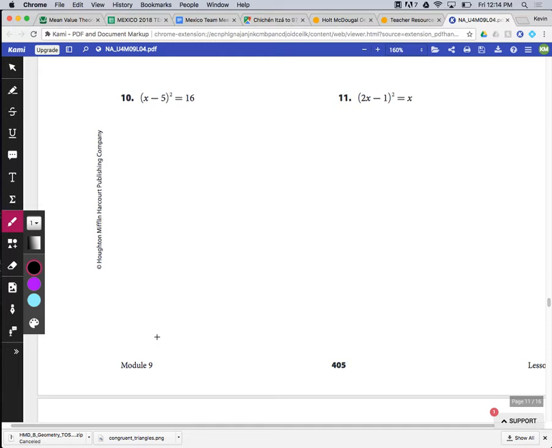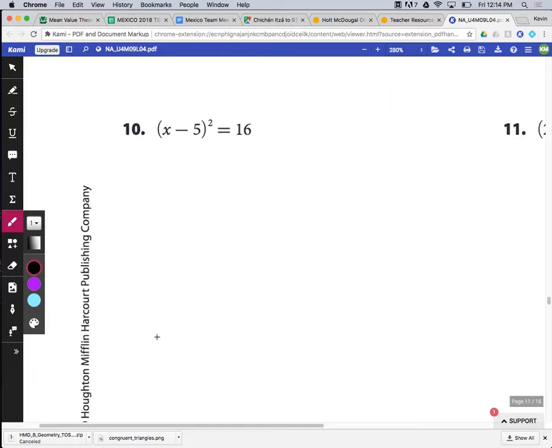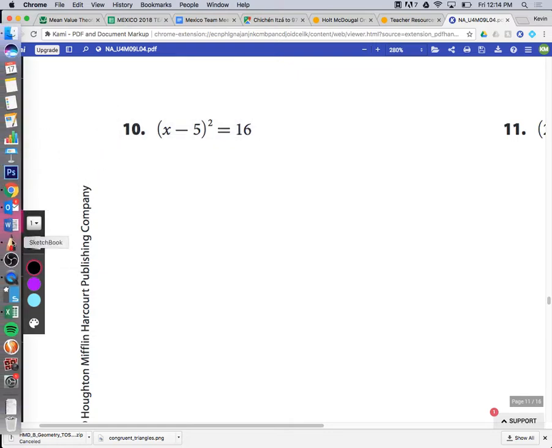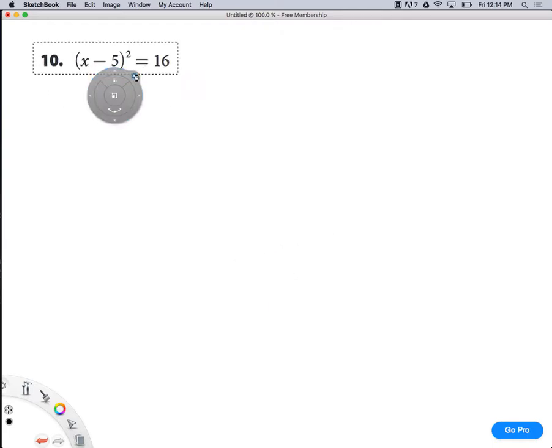Okay. All right. So starting with number 10, here we go. So, number 10, I have a binomial squared equals a number. What should I do? What's the easiest thing that I can do here? What's the easiest method? Yeah, just take the square root of both sides.